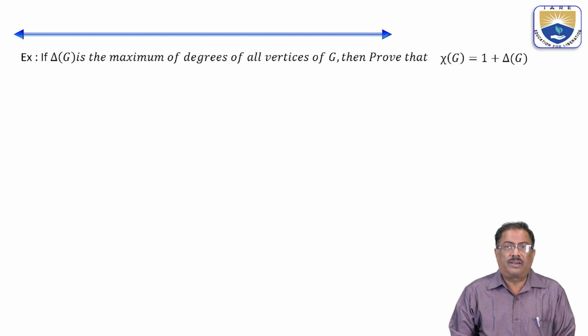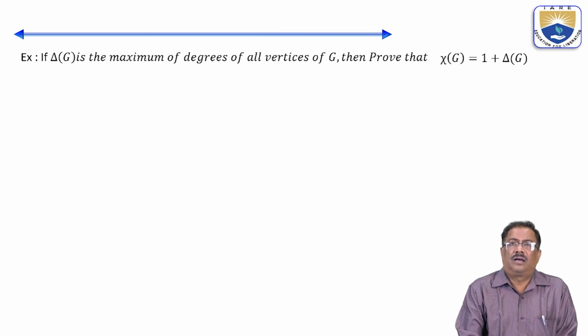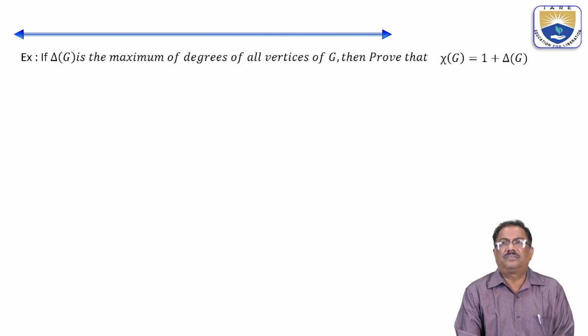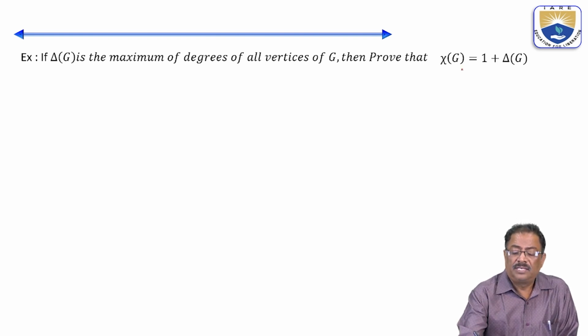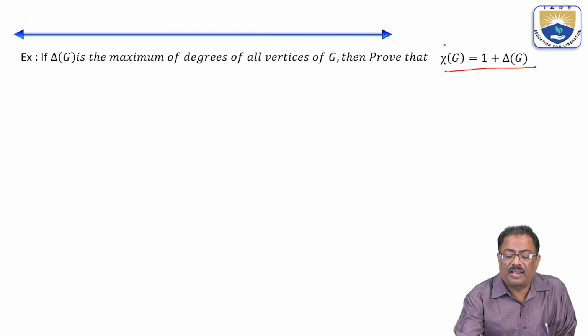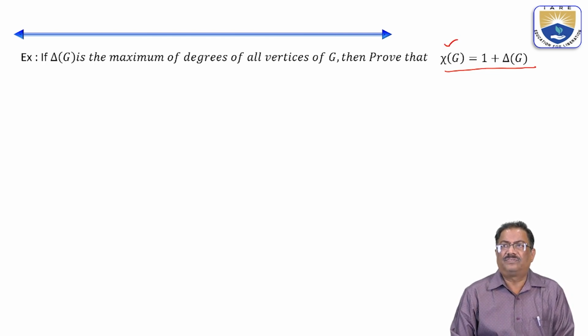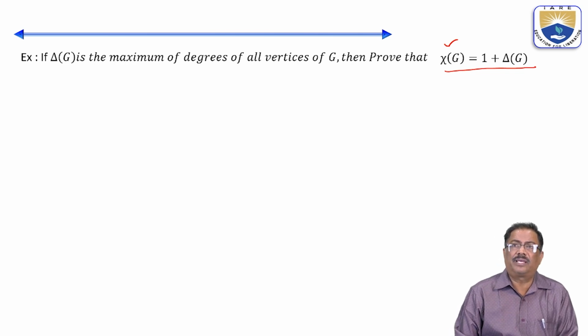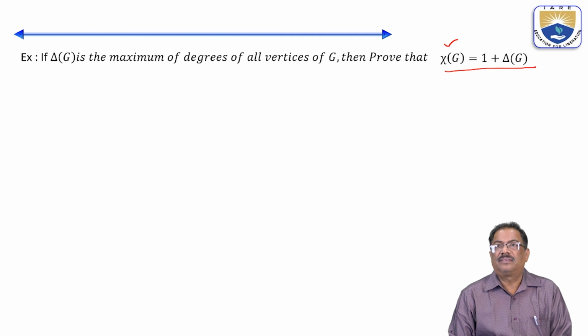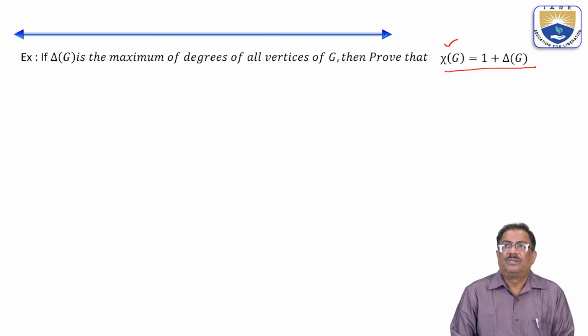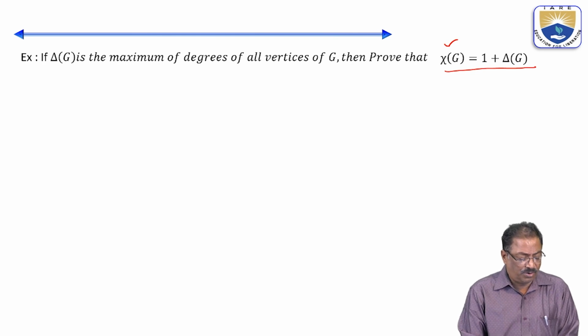Now here is another concept. If delta of G is the maximum degree of all vertices of G, then prove that the chromatic number of the graph, which we represent as chi of G, is less than or equal to 1 plus delta of G. Delta of G is nothing but the maximum degree of all vertices of G. We are going to prove this using mathematical induction.